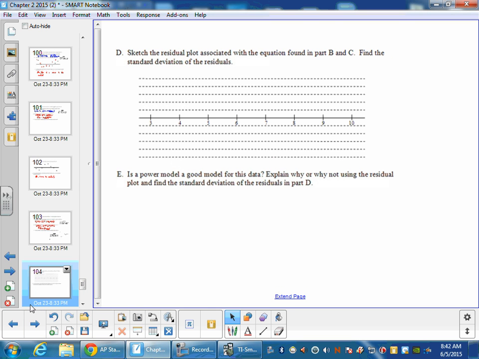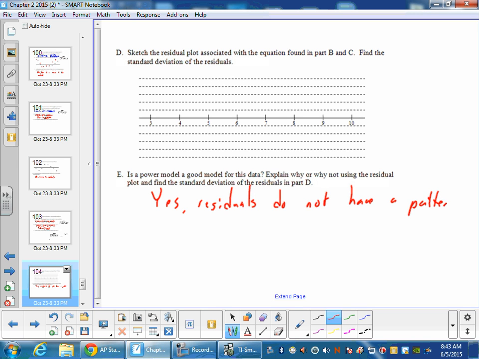And we already looked at the residual plot, and is that a good model? Yes, residuals do not have a pattern. All right, and that's how to do it on your calculator.